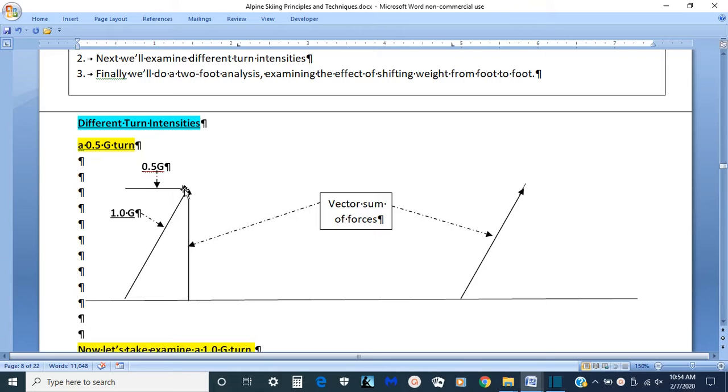If you're a 200-pound guy, here's another extra 100 pounds going this way, pushing it that way. Here's the combined force vector, the vector sum. And that's the direction.